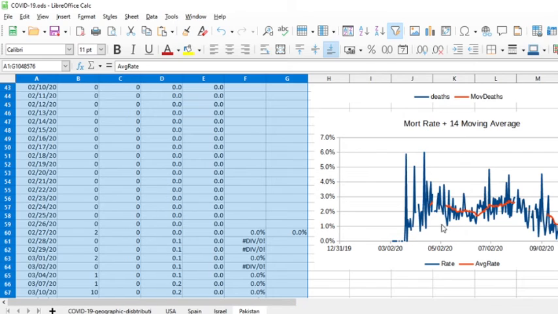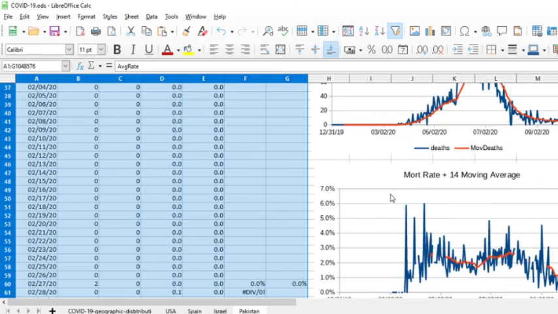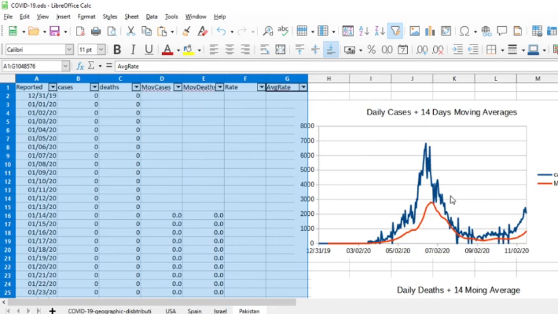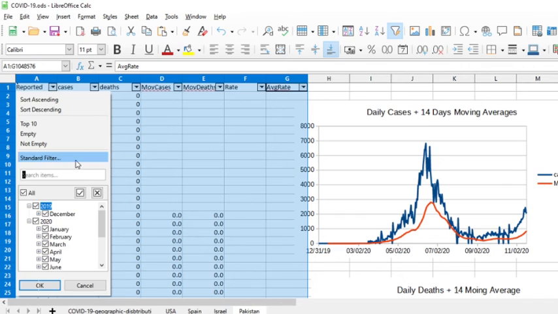This is the mortality rate with a 14-day moving average. This is 6%, but on average, I would say the mortality rate is probably between 1.5 and 3%. So that's not particularly bad. The numbers are still pretty good. But let's come up here to say, I don't know, 6-1 maybe, just to zoom in on some of these numbers a little bit.